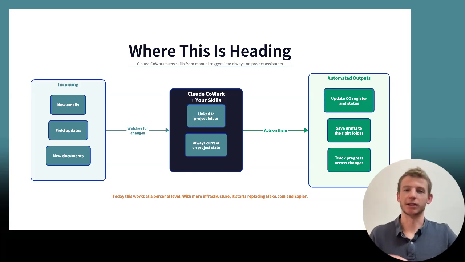So it can do things like have the draft saved in a folder where you need it. And this is really starting to tread on the toes of automation tools like Make.com and Zapier. But at the moment, I think the limitation is more with the needs without more infrastructure wrapped around it. At this stage, it's kind of really only applicable on a personal level.